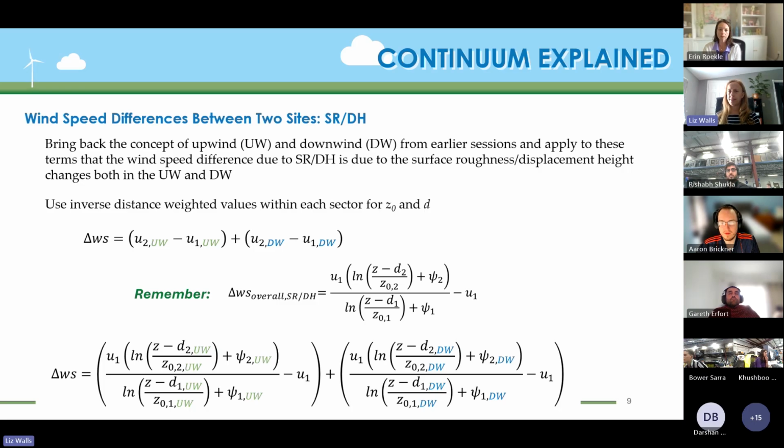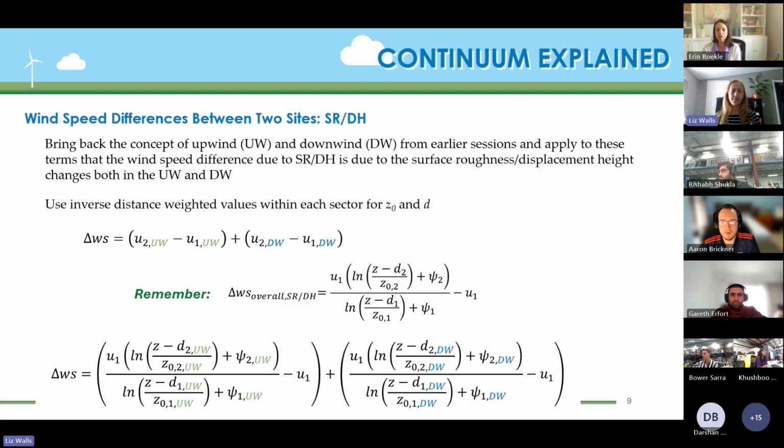Well, we apply the same logic, the same concept when dealing with roughness and displacement height. So for each direction sector, we use the same inverse distance weighting to come up with the overall average roughness and displacement height, again, within each direction sector in both the upwind and downwind directions. And then we're able to estimate how much the wind speed is likely to change, again, due to the changes in the roughness and displacement height in both the upwind and downwind direction. This is done in every direction sector, and then it will be combined in the end.